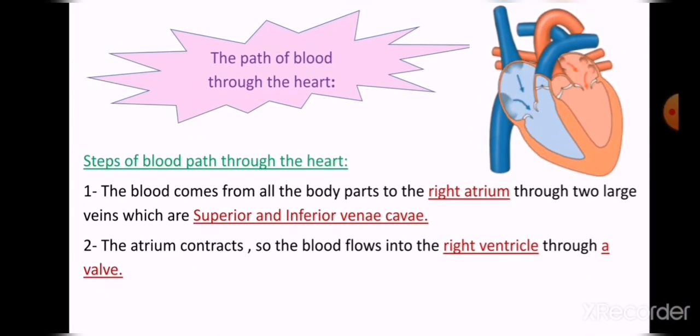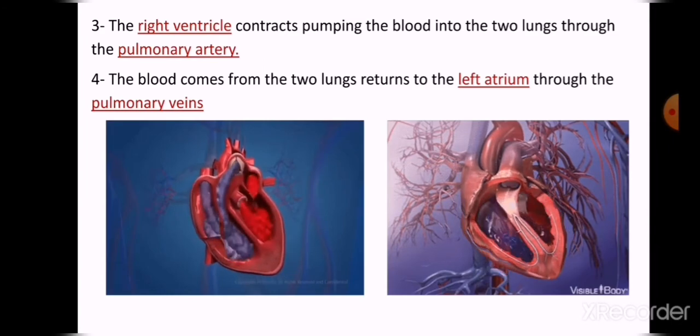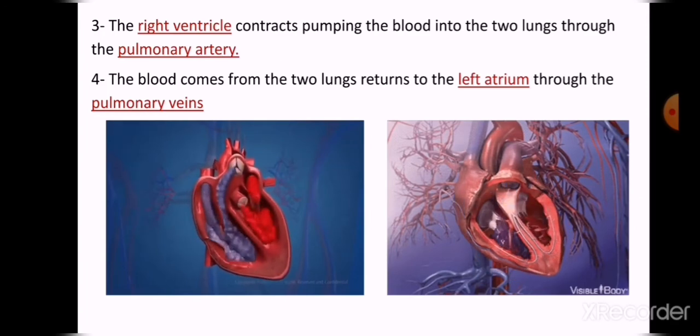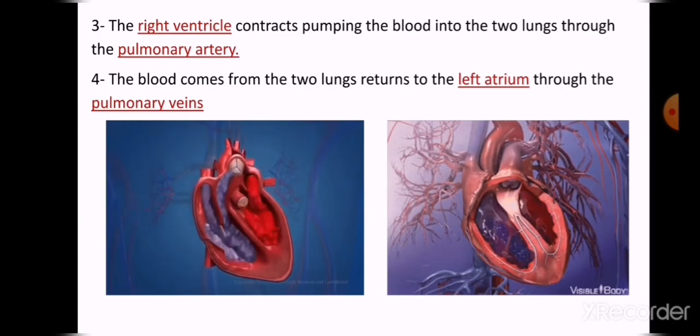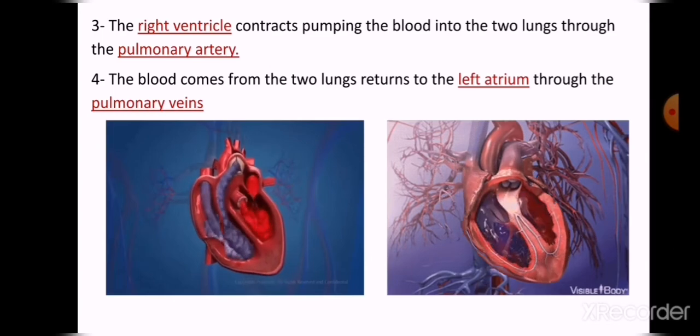Okay? Then the right ventricle contracts and pumps the blood through the pulmonary artery. So the right ventricle contracts, pumping the blood into the two lungs through the pulmonary artery. Inside the two lungs, the blood exchanges gases. The blood leaves the carbon dioxide gas and carries the oxygen gas.